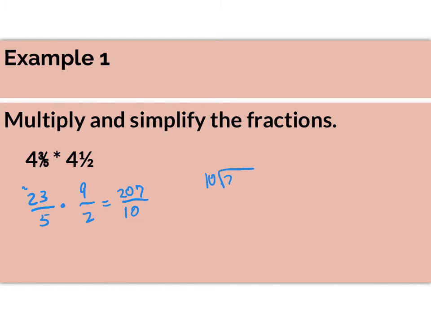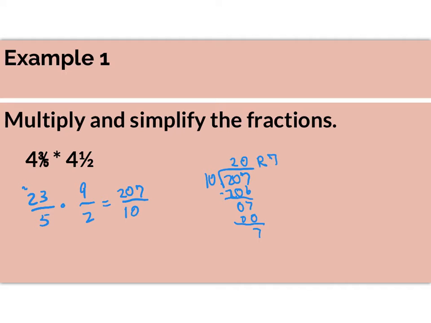So 10 goes into 207 how many times? Well, how many times does 10 go into 20? 2. 2 times 10 is 20. Subtracting gives us 0. Bringing down your 7. How many times does 10 go into 7 evenly? 0. It goes 0 times. 0 times 10 is 0. And when we subtract, we get 7. So our remainder is 7.